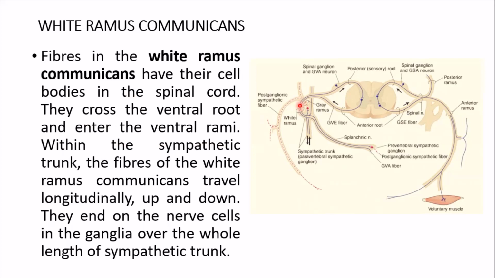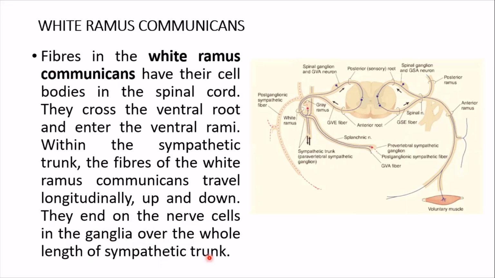So within the sympathetic trunk, fibers of the white ramus communicans travel longitudinally up and down. So these are the fibers, right? See this, they are going up, these fibers, white rami communicans, and going down, right? And they end up on the nerve cell in the ganglia over the whole length of the sympathetic trunk, right? As they are white, they extend over the whole length of the sympathetic trunk, of course, which is a thoracolumbar outflow.